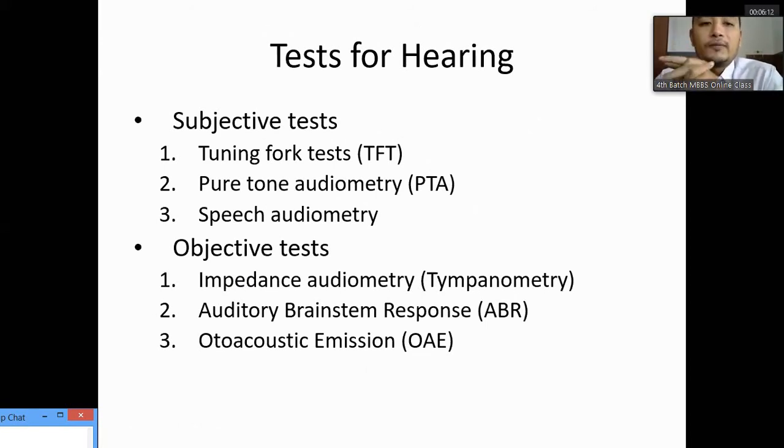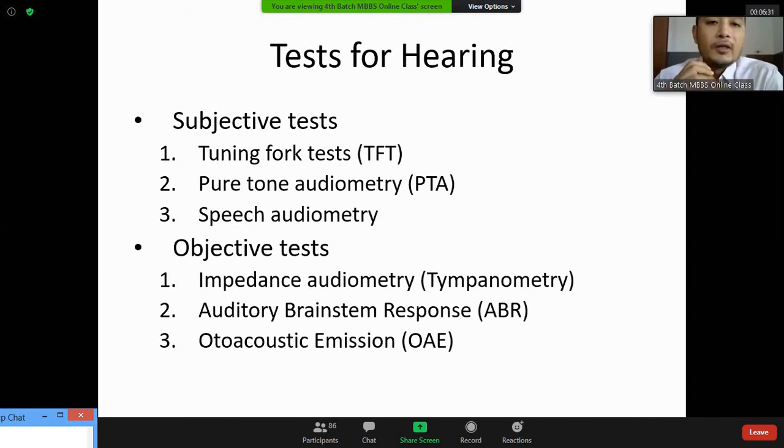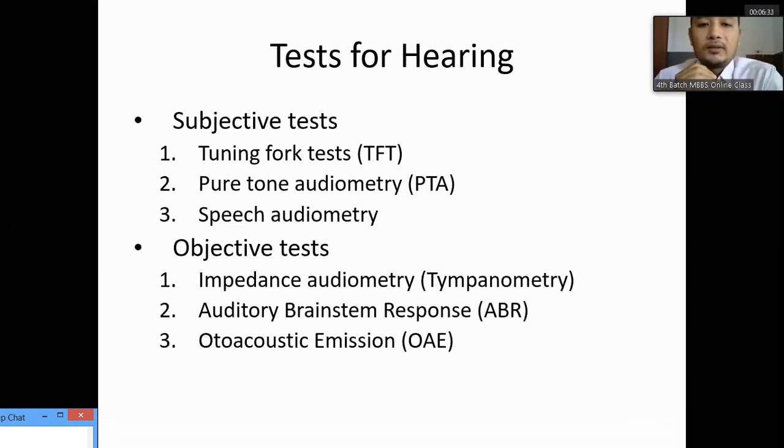There are two kinds of tests, subjective tests and objective tests. Subjective tests are also called behavioral tests. They depend upon the behavior of the subject. We completely rely on the subject. If they do not give you the proper, true response, then you can't do anything. The objective test does not depend on the subject, on the patient. We objectively find out the hearing. Subjective tests are tuning fork tests, pure tone audiometry, and speech audiometry.